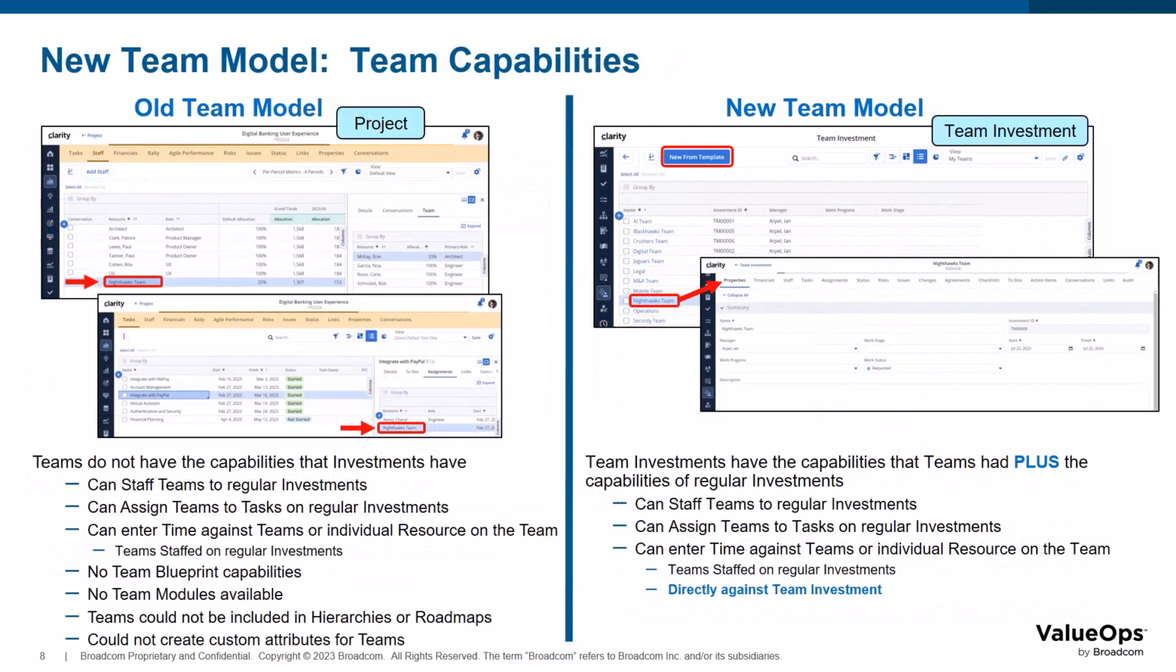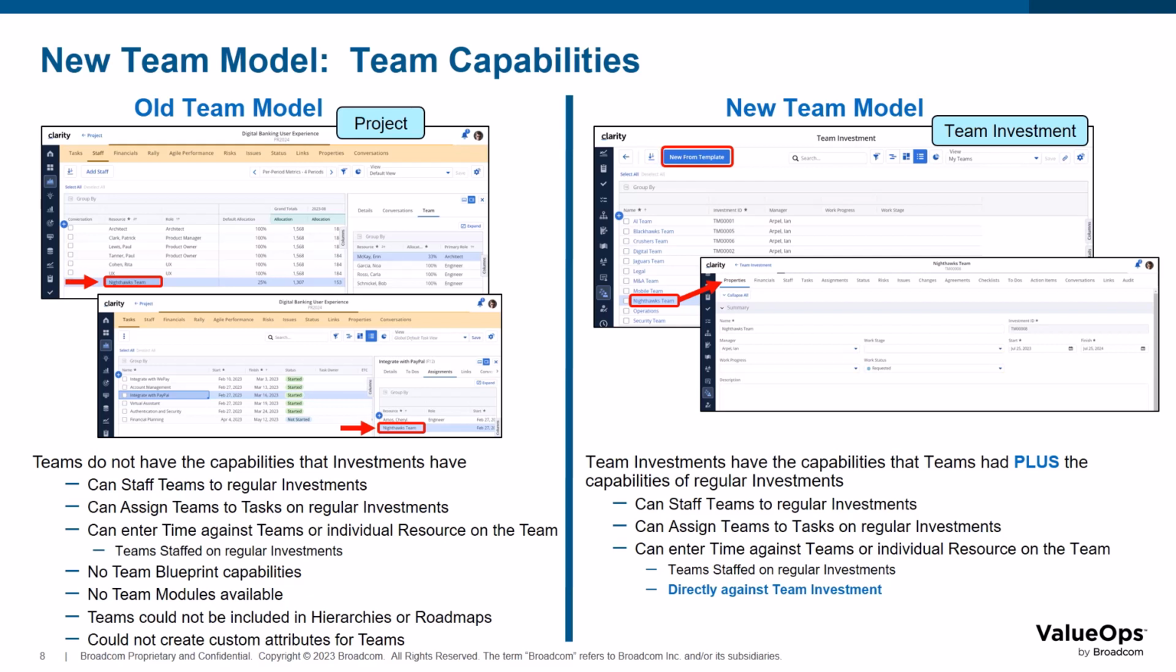Now, we're going to take a look at team capabilities both prior to upgrade and after upgrade. Before, you could staff teams to regular investments, and you can assign teams to tasks on regular investments. And you can see from my screenshot here on the left that I've done just that for the Nighthawks team on Digital Banking User Experience project. You could also enter time against teams or any individual on the team when teams are staffed on regular investments.